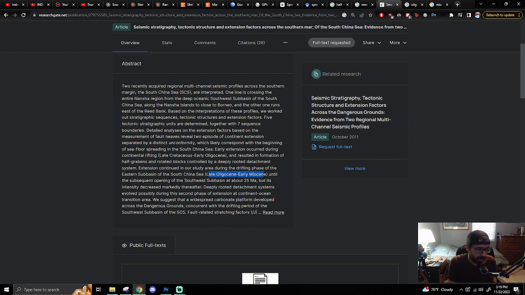But then the intensity of extension decreased markedly thereafter. So after around 25 million, essentially what I would say is the oceanic floor started to build up pressure enough that this extension had a new wall come in that held it together enough. So it's markedly decreasing in intensity thereafter. Deeply rooted detachment systems evolved possibly during this second phase of extension at continent-ocean transition area.